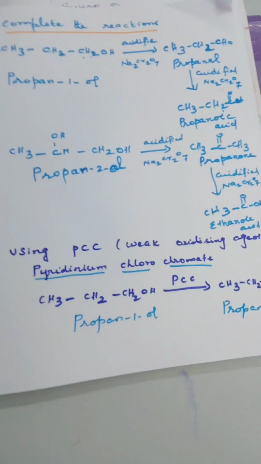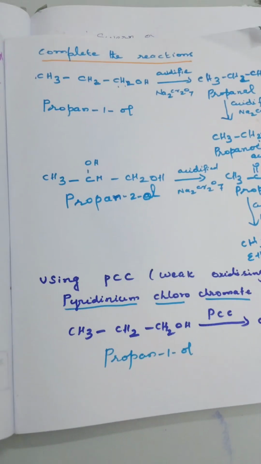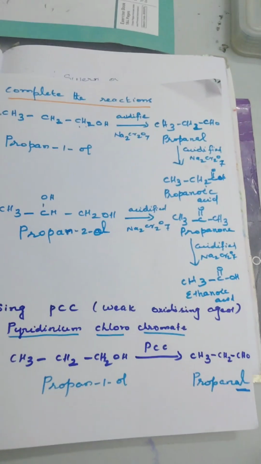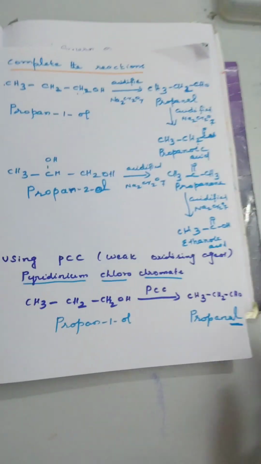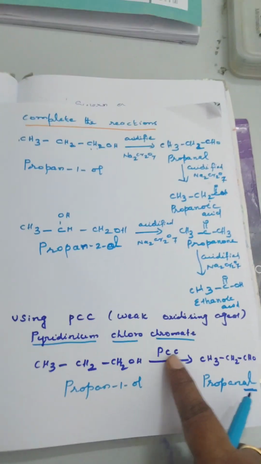Then using PCC, this is over. Then using PCC, what is PCC? Pyridinium chlorochromate. It is a weak oxidizing agent. If you use weak oxidizing agent, let us see how the reaction takes place. This is propan-1-ol, primary alcohol, undergoes oxidation using PCC.